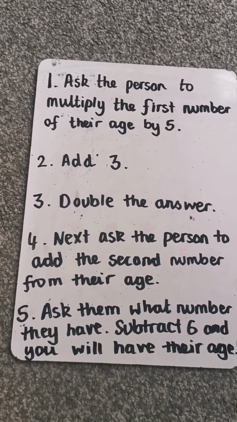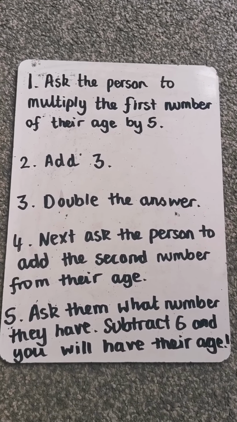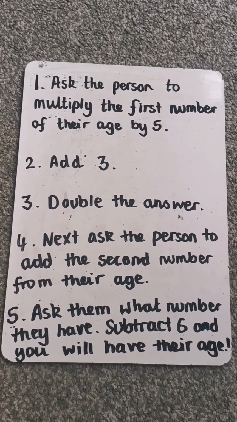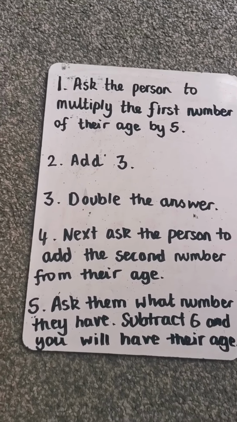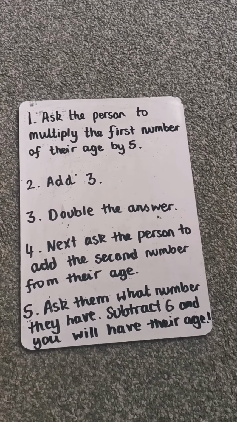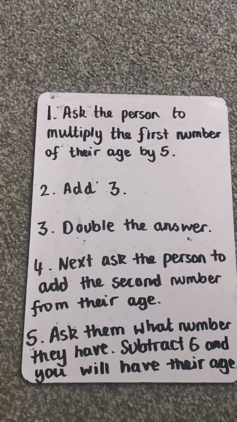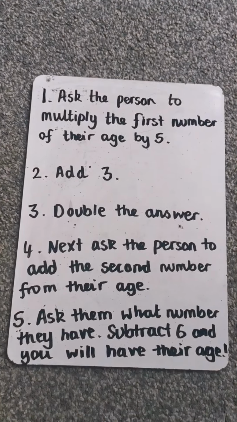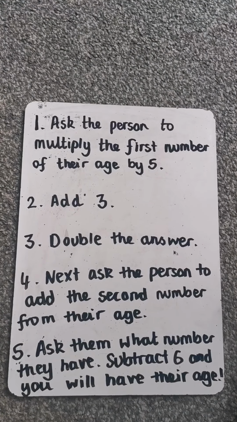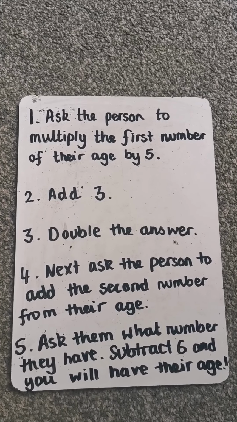Okay, this final maths magical trick for today is to see if you can sneakily find out somebody's age who you're quite intrigued to find out the age of. So if you follow these simple instructions, you'll be able to work out somebody's age. So ask somebody to multiply the first number of their age by 5. So to do this, I'm going to have to let you know my age. So because I'm 32, I need to multiply the 3 in my age by 5.